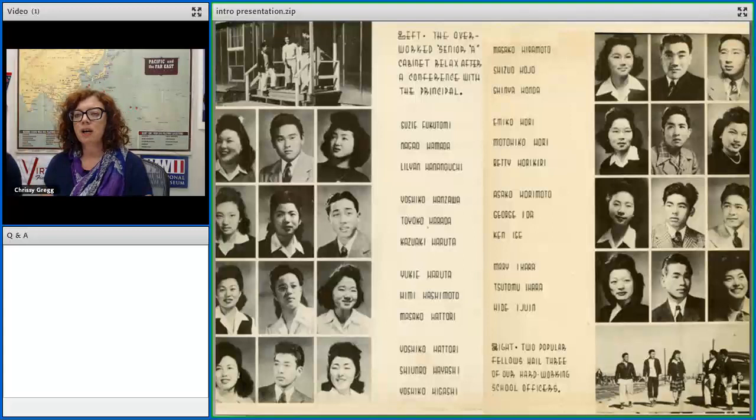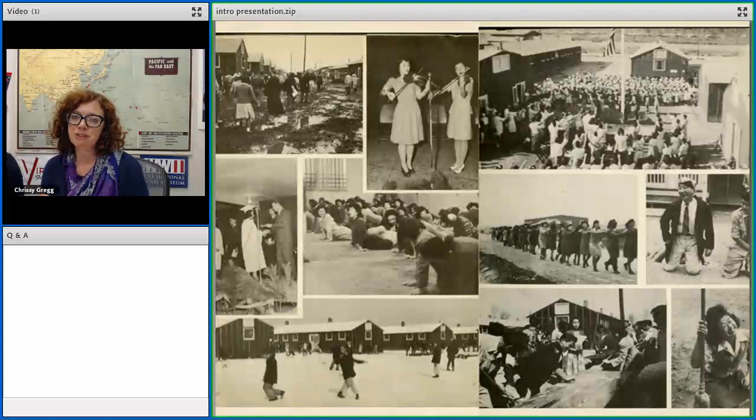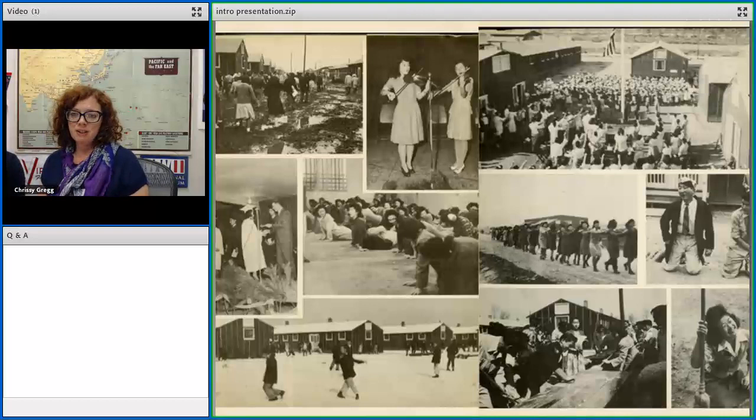So this yearbook looks like a typical high school yearbook, like yearbooks produced during the war, but also yearbooks produced today. So you can see the portraits of the students. Now the difference here is, what did their classroom look like? Well, their classroom looked a lot like the barracks that they lived in. So their classroom was a barracks. One source I came across referred to the classroom as a little gray school barracks. So you can see some more images right there from the Rohwer yearbook.